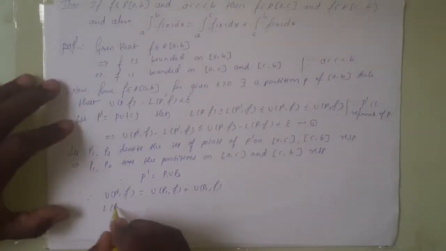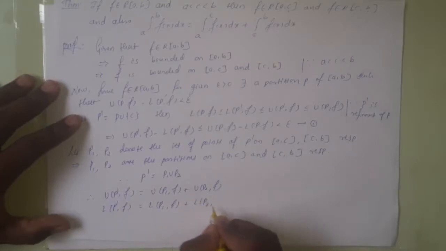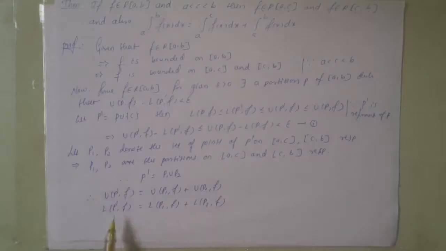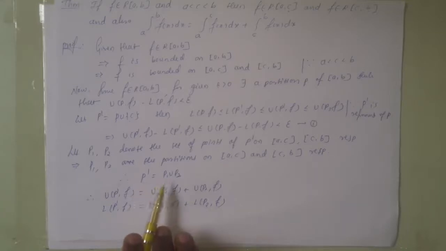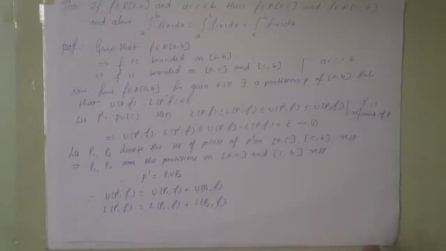Similarly, the lower Riemann sum L P dash F can also be written as L P1 F plus L P2 F. So, here the lower Riemann sum of the function F on the partition P dash is equal to L P1 F plus L P2 F, means the lower Riemann sum of the function F on the partition P1 plus the lower Riemann sum of the function F on the partition P2. So, this is because P dash equals P1 union P2. Union means we need to add the partitions.